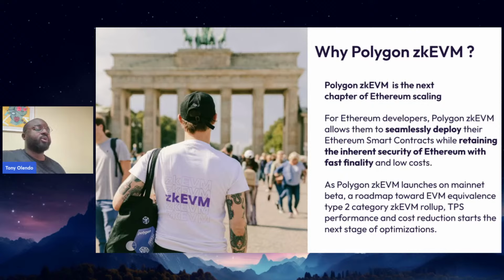And we are on a roadmap towards becoming a Type 2 ZK EVM rollup. What Type 2 essentially means, and this is a classification that Vitalik gave, is broadly that you don't have to make any fundamental changes to your smart contracts to be able to deploy on the ZK EVM. And that's been a really beautiful process and journey, just seeing developers being able to port their existing code. And we are improving compatibility.